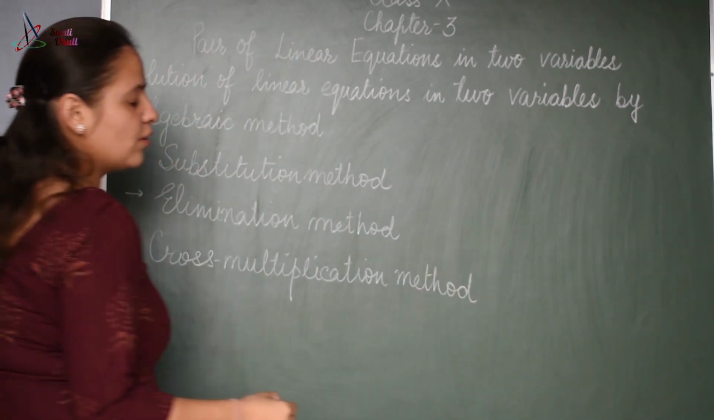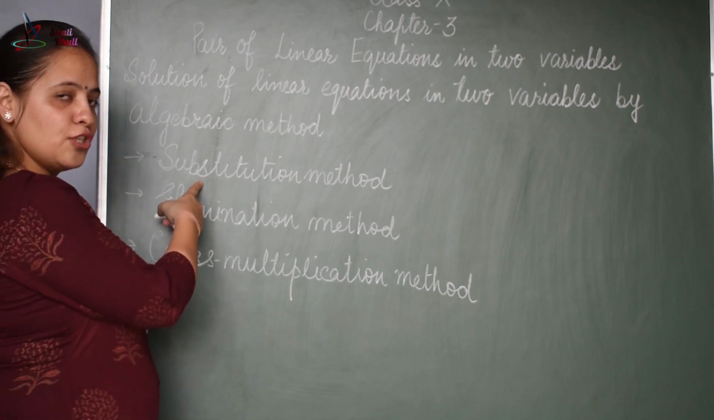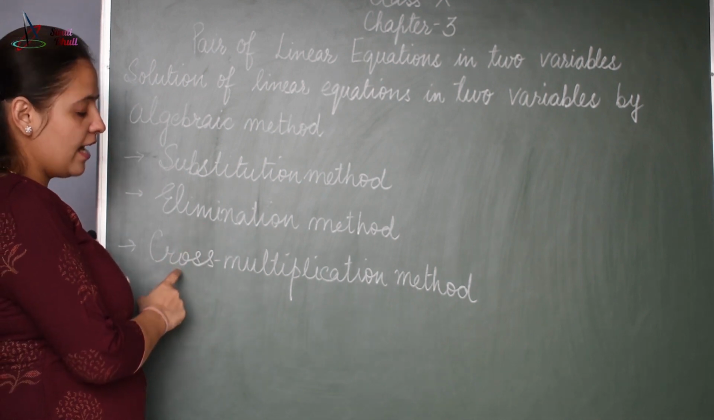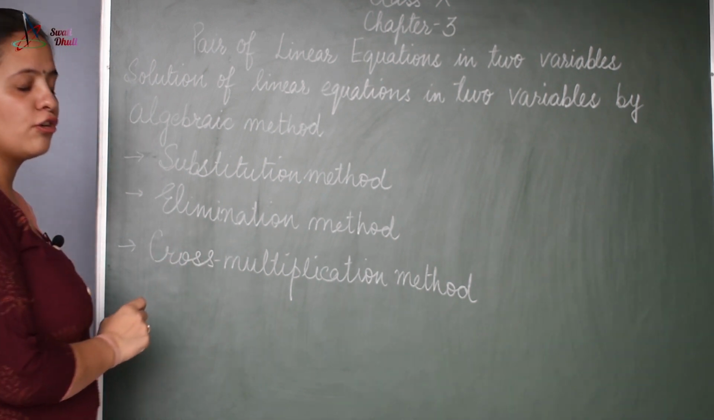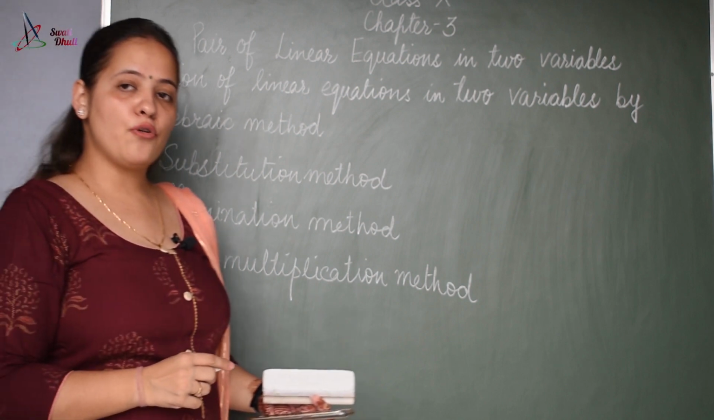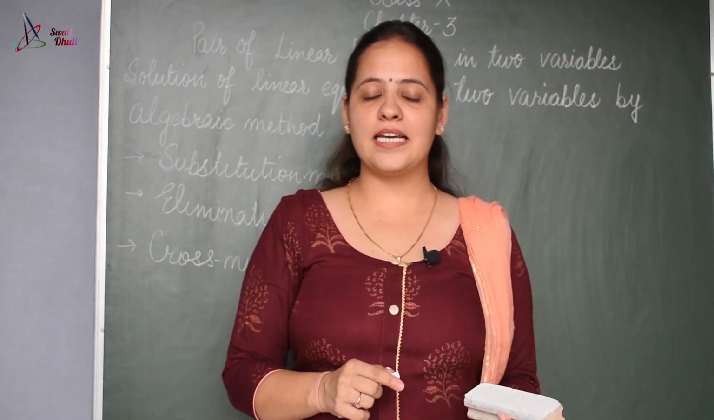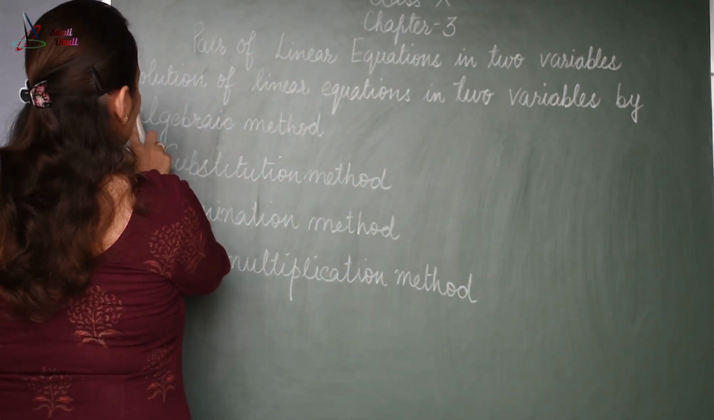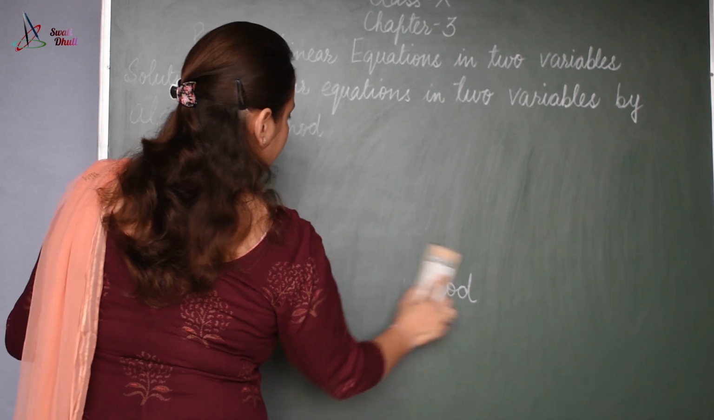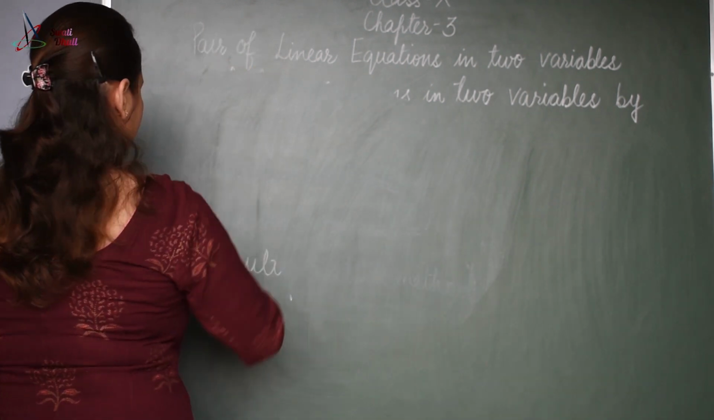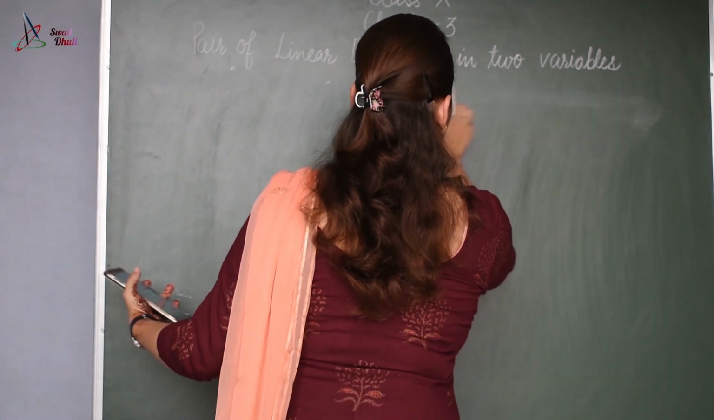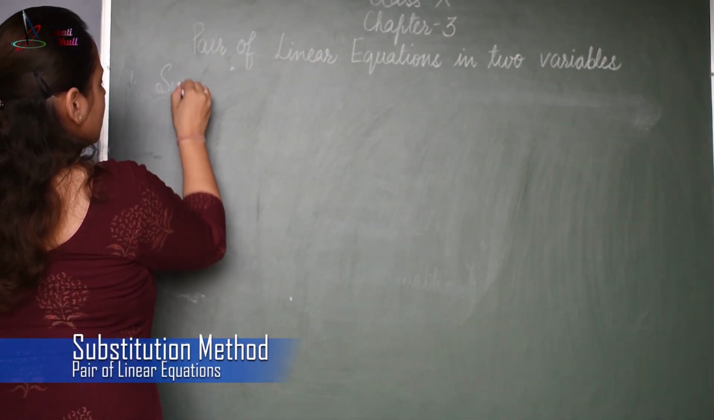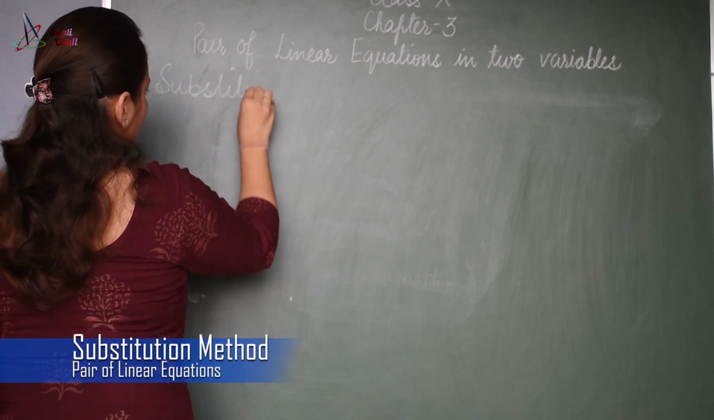Your exercise 3.3 is based on substitution method, 3.4 is based on elimination method, and 3.5 is based on cross multiplication method. So we are going to discuss each exercise in detail one by one. So today we are going to discuss substitution method. Your first method, that is substitution method.